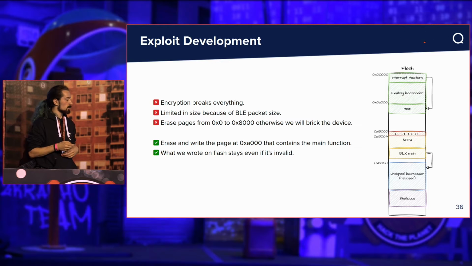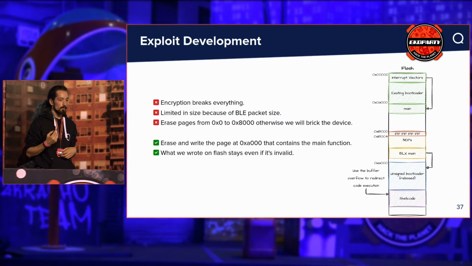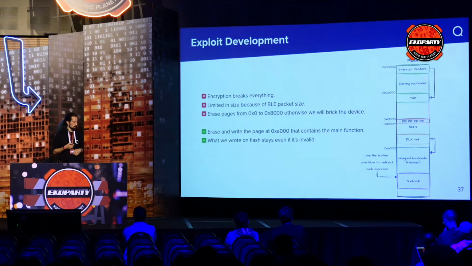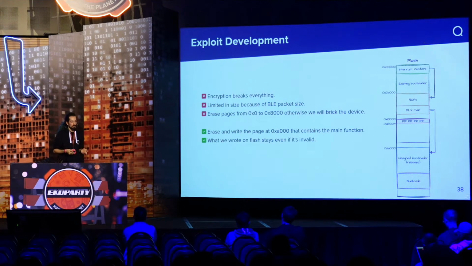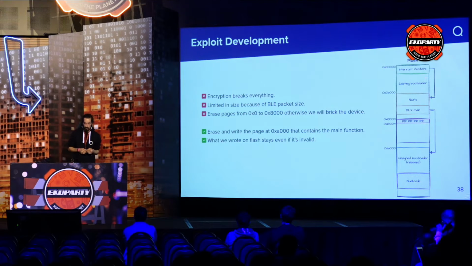We trigger the OTA once again, but this time we use the buffer overflow vulnerability we found earlier to redirect the code execution to our shellcode. And this shellcode will erase the page at main and then copy the nopes instruction and the branch. So now every time the chip is rebooting, it will try to execute the main function, but instead it will execute a bunch of nopes, then the branch instruction, and then the bootloader we wanted to run. So that's how we pwn the board.